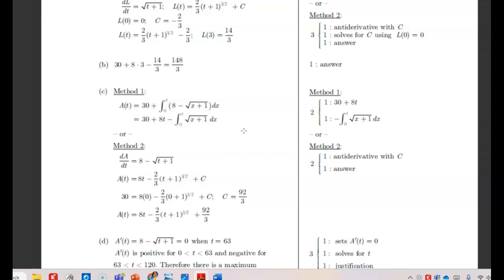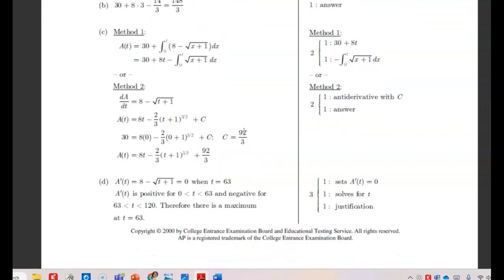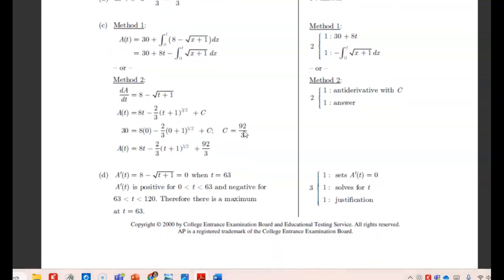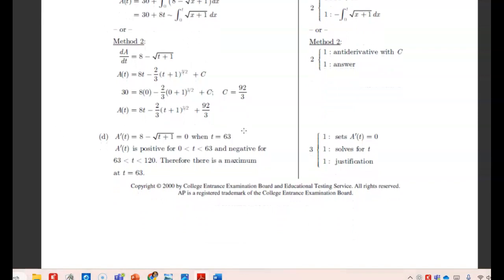And then part D is exactly like the gravel problem we just did, where you have to find the derivative, set that equal to 0, find that time at which it occurs, and then talk about, okay, what does that mean? So at time t equals 63, the derivative is positive. Well, if the derivative is positive, then that means increase. If it's negative, then it implies decrease. Therefore, the original function at 63 is a max, because it goes from increasing to decreasing on the derivative.